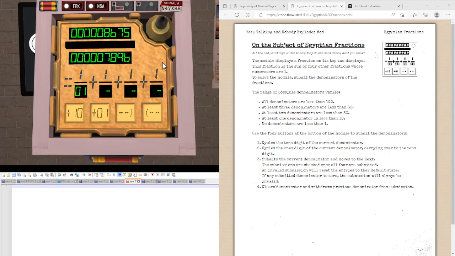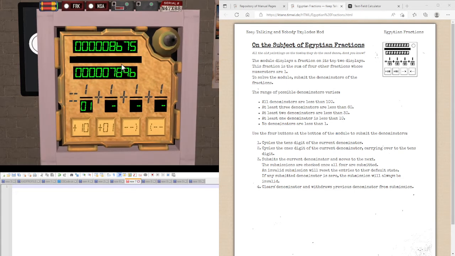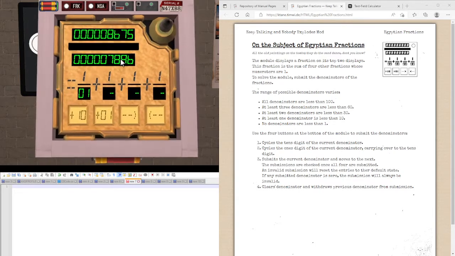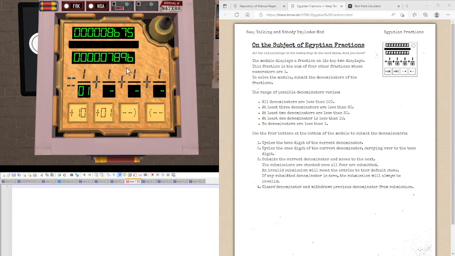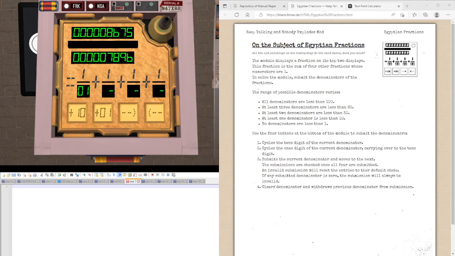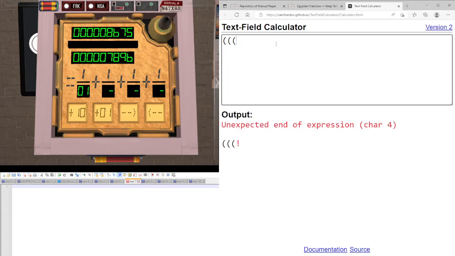I'm not going to be an expert at this, but I think I've found some sort of method to get this. The aim is, we're given a fraction here, and we're trying to recreate that fraction using 1 over a number from 1 to 99. So we'll be using a textbook calculator here.